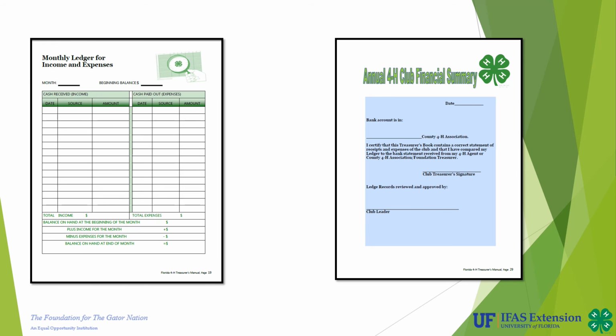Pages 19 through 27 are monthly reports for you to fill out. Just like a bank sends you a monthly statement for your account, you will fill this form out and send to your local 4-H agent each month as a record of your club account. At the end of the year, you and your leader will fill out page 29 stating that your treasurer's manual is accurate and up to date.